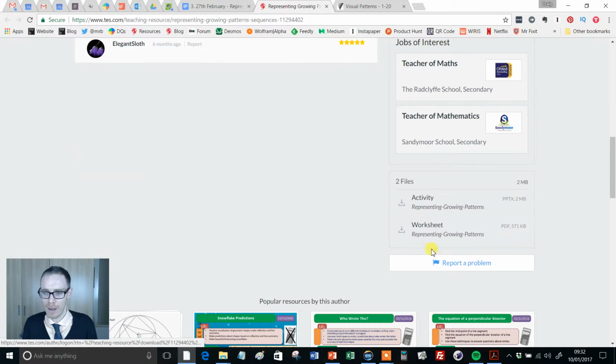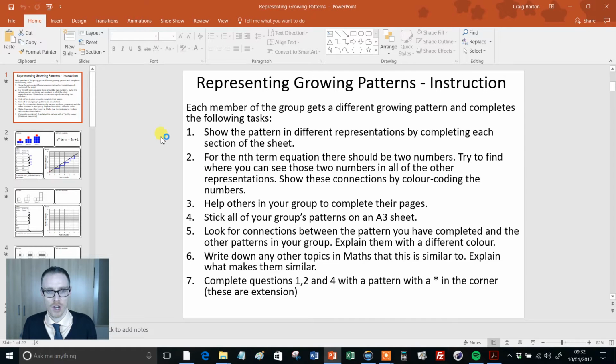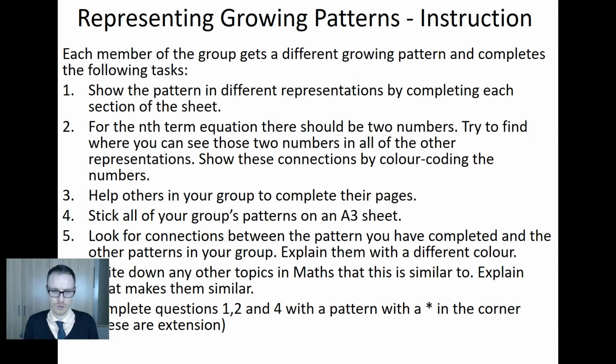It comprises a PowerPoint and a PDF, but the PDF is just a paper-based version of the PowerPoint that you can use for printing. So this is what the PowerPoint looks like. And I think what I'll do is go for a bit of a full screen.